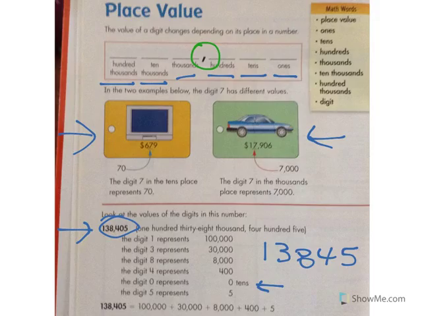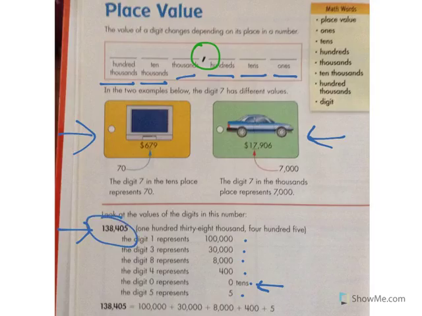But this is all just one big addition problem on some level. So the addition problem here is just 100,000 plus 30,000 plus 8,000 plus 400 plus 0 tens plus 5. And when you add them all up together, you end up with this big number here, which is 138,405.